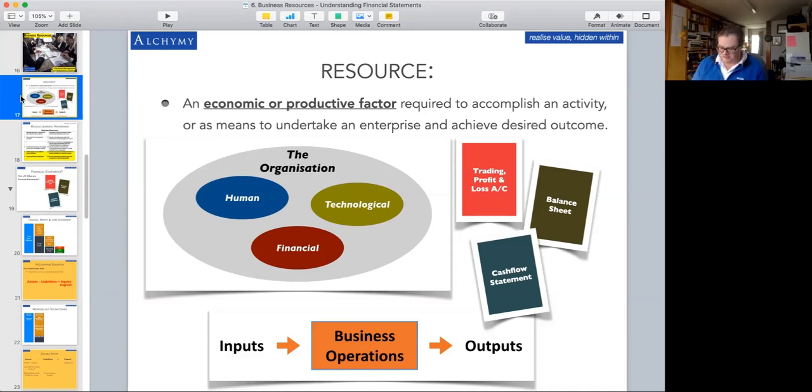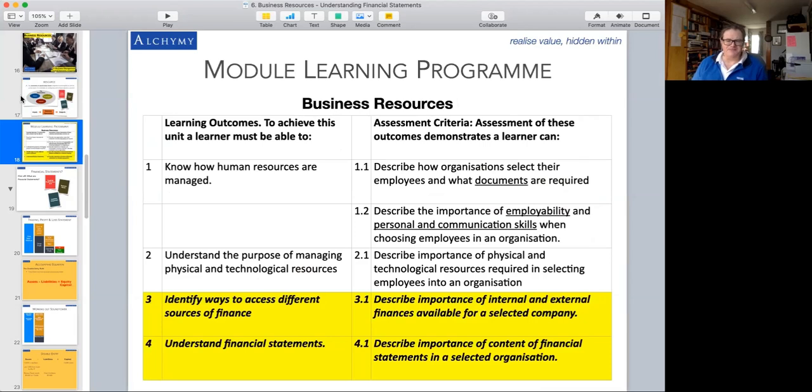All right. So that's what we're talking about. Now, the reason this is important is that we're talking about the importance of these, describing the importance of internal and external finances available. We're going to talk about that. Describe the importance of the content of financial statements in an organization. The reason these are important is that they help us raise money. They help us manage our ability to acquire funds to do what we need to do.